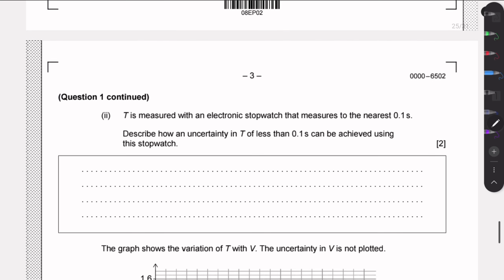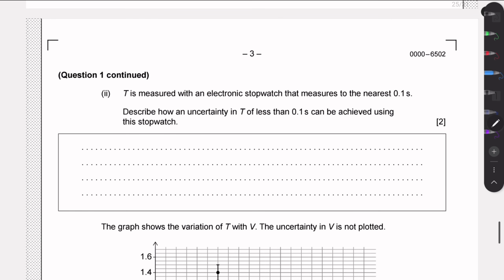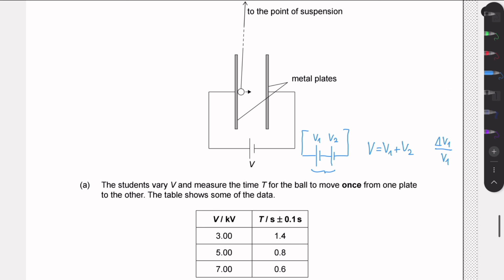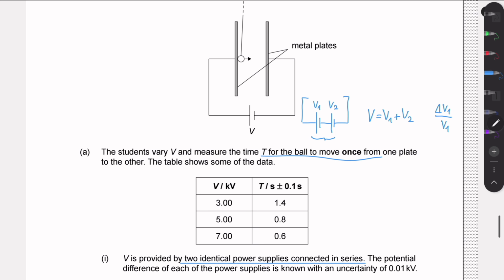All right. And in part 2, we're told T is measured with an electronic stopwatch that measures to the nearest 0.1 seconds. We need to describe how an uncertainty in T of less than 0.1 seconds can be achieved using this stopwatch. So what the students did here was calculate the time T for the ball to move once from one plate to the other. So they basically calculated one period, started here and ended here. So here the relative uncertainty is going to be pretty large. The uncertainty will be very large compared to what we're measuring.